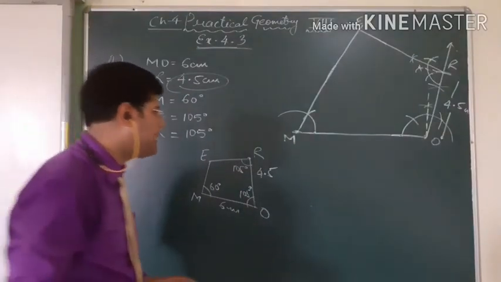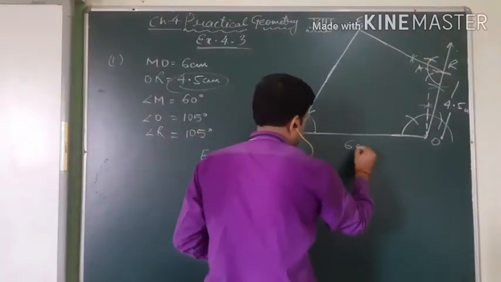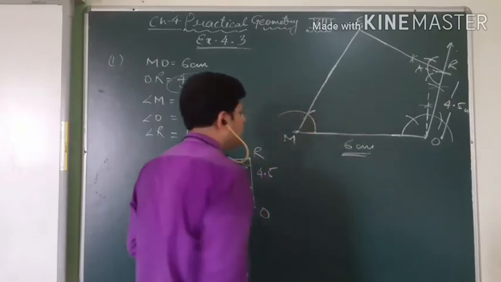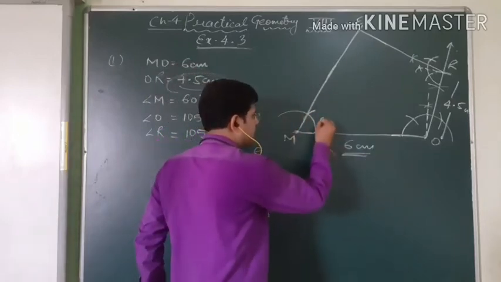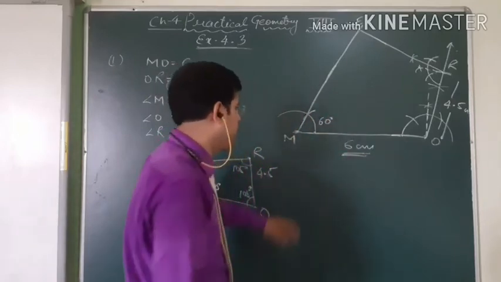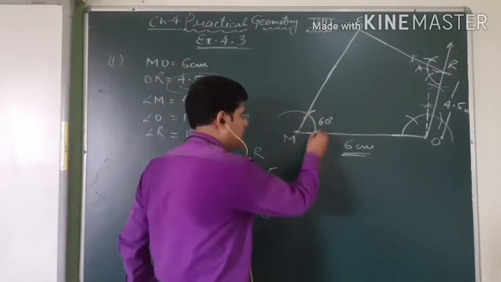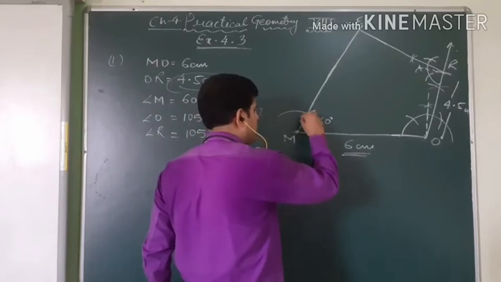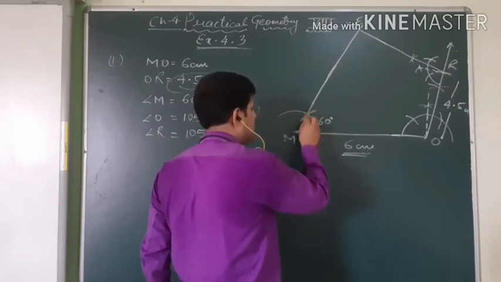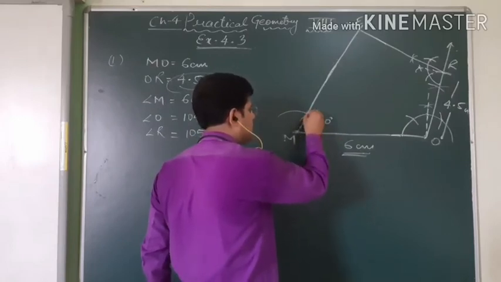Okay, how have we made that? Firstly, we make M 6 centimeter. Through point N we make a 60 degree angle. How do we make a 60 degree angle? First we make a primary arc from this point, then we make another arc which intersects the previous arc. This is known as a 60 degree angle.